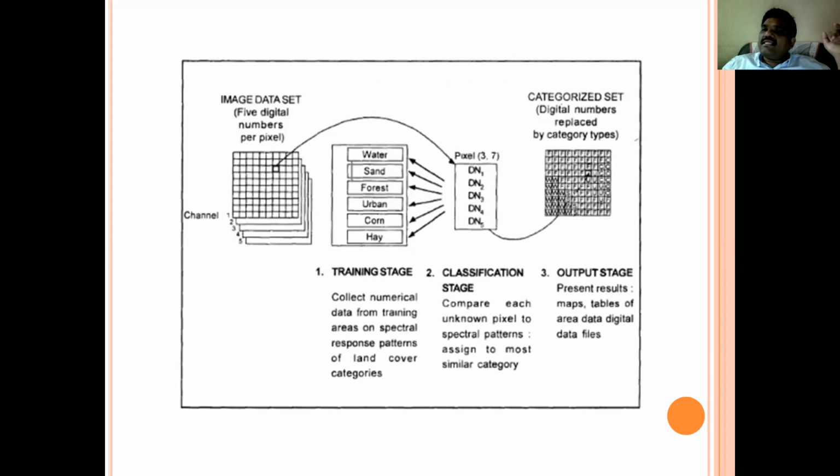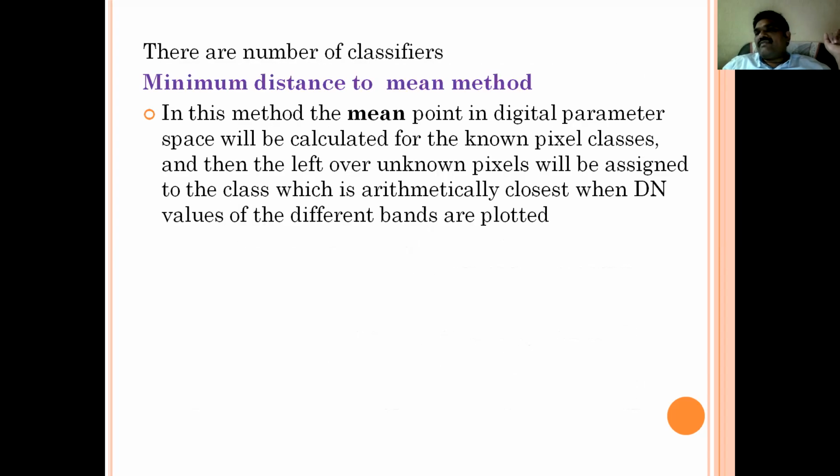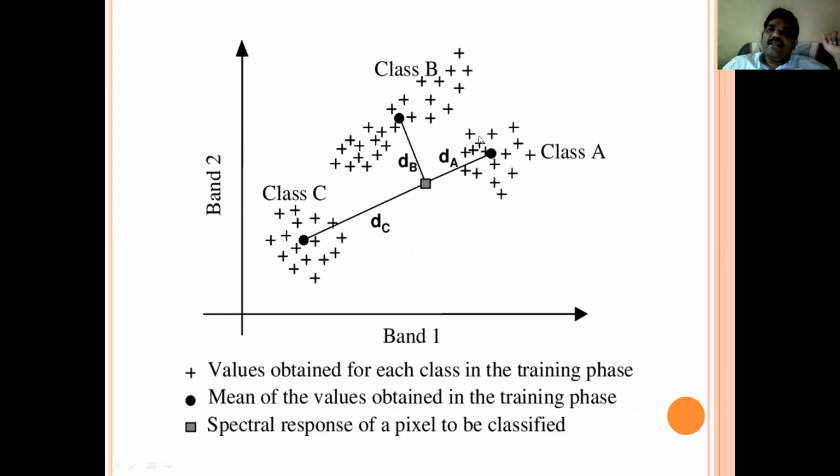And in the classification stage, we have seen two types of classification. One is the minimum distance to mean method. Minimum distance, the name itself is revealing to us, minimum distance to mean. See here, all these three classes are classified. All these pixels are classified.